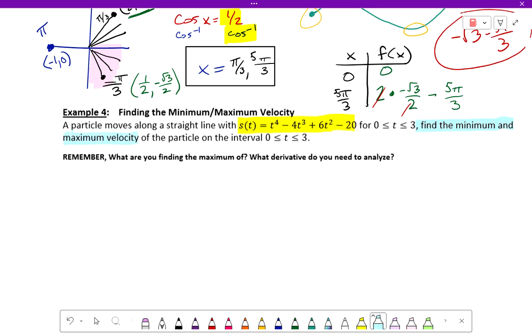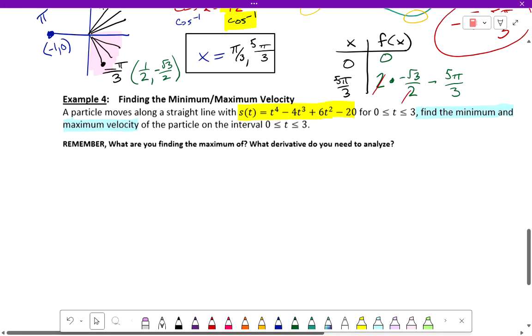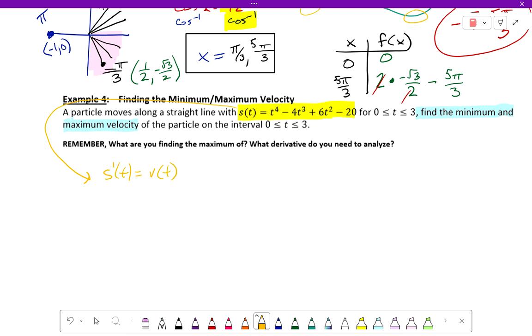They gave me position, but they're asking about minimum and maximum velocity. What do I need to do here to find the minimum and maximum velocity? What did we do up here to find the minimum and maximum of f? We looked at the derivative of f. So what do I need to do down here to find the minimum and maximum velocity? I want to look at the derivative of velocity, or in other words, we got to look at the second derivative. So it's mean here that they even told you position. The first thing I got to do is ask, why did they tell me position? Instead, I want to look at the derivative of position, otherwise known as velocity.